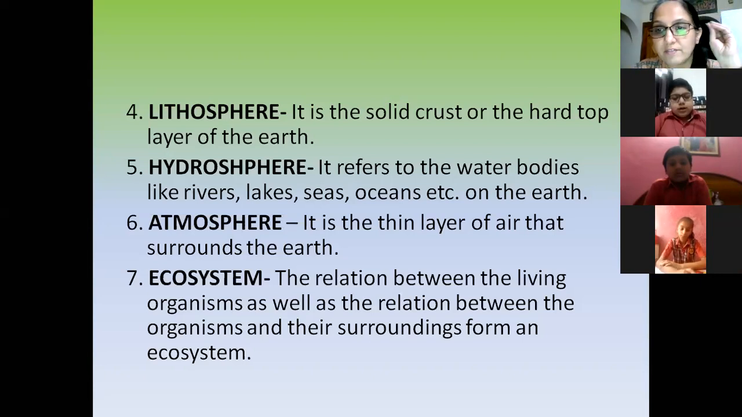Okay, the relationship between the living organisms as well as the relationship between organisms and their surroundings forms an ecosystem. For example, if I take a pond, in the pond there is water, there are zooplanktons, small plants, small fishes, certain microorganisms, bacteria, algae, and some bigger fishes also. So all these together make up the ecosystem along with their non-living components. Living and non-living both together, and how they are dependent on each other, that relationship forms an ecosystem. Clear? Yes or no?